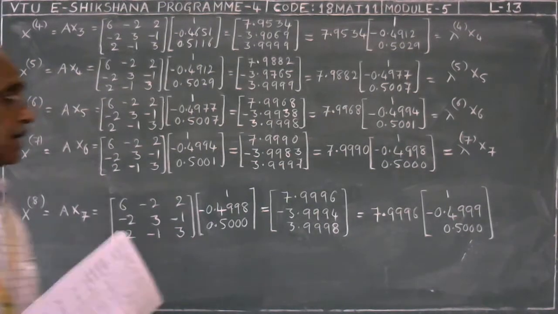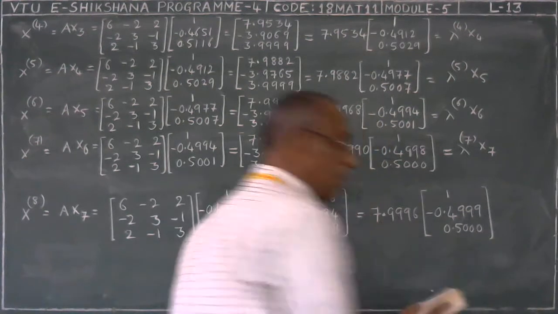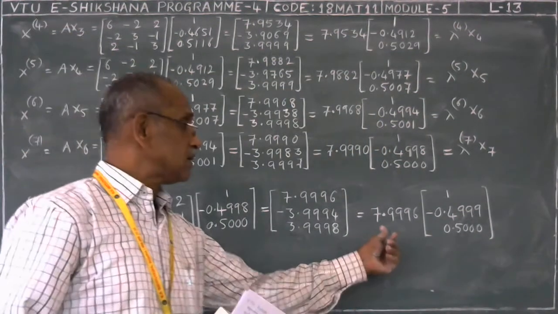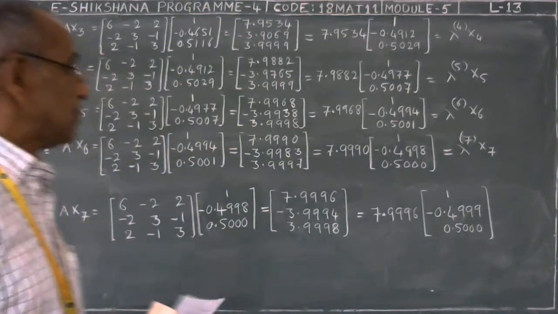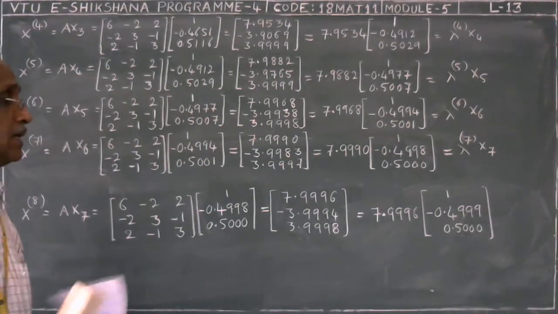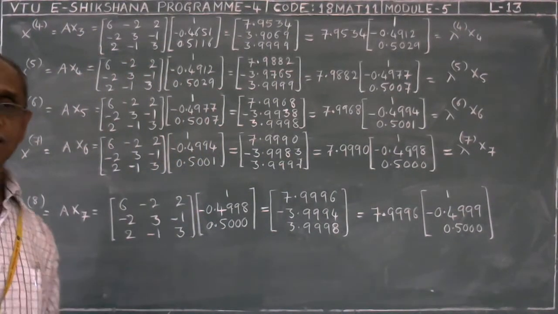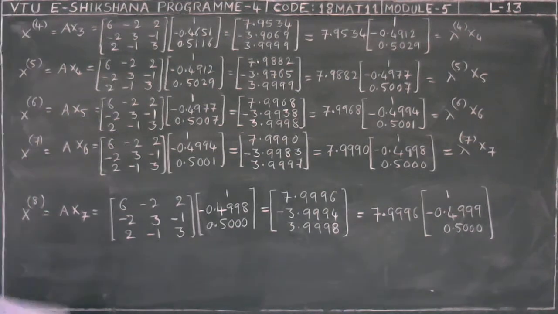So the dominant eigenvalue is 7.9996, and (1, 0.4999, 0.5) is the corresponding eigenvector. So I can conclude like this.